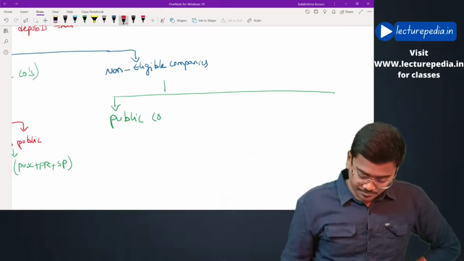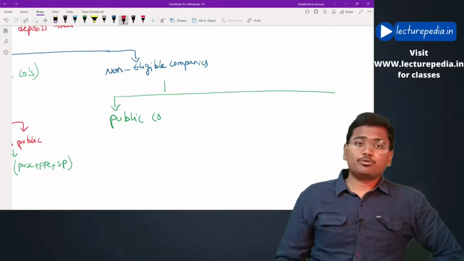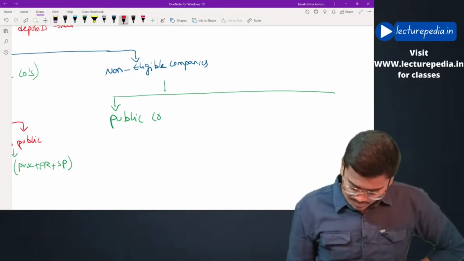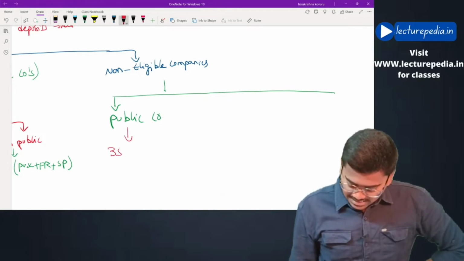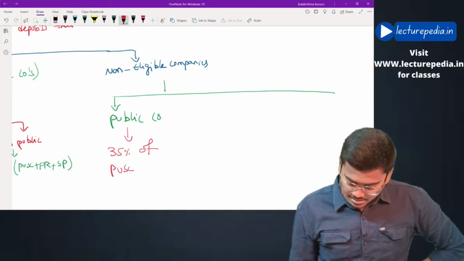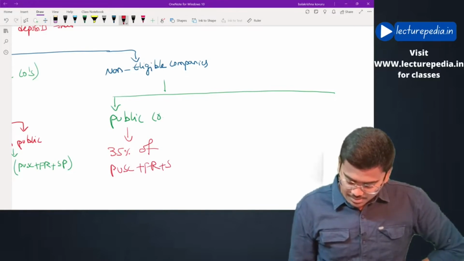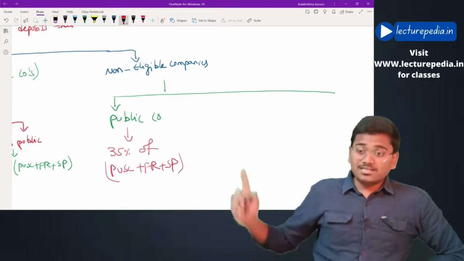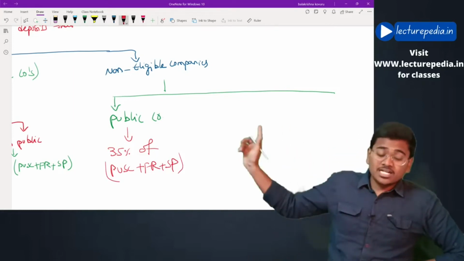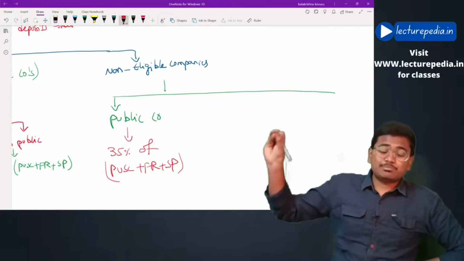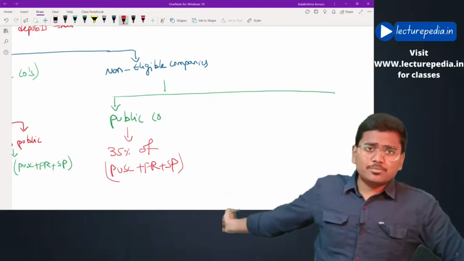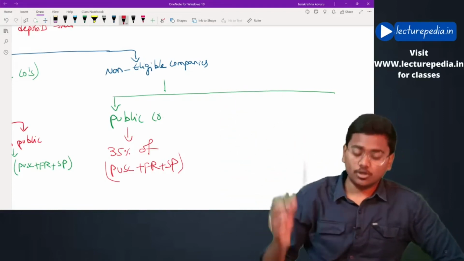In that case, the maximum amount of deposits that can be accepted by a non-eligible public company is 35% of paid up share capital plus free reserves plus securities premium, and this can be accepted only from members. Non-eligible company cannot accept from public. You should remember that this entire 35% should be only from members.